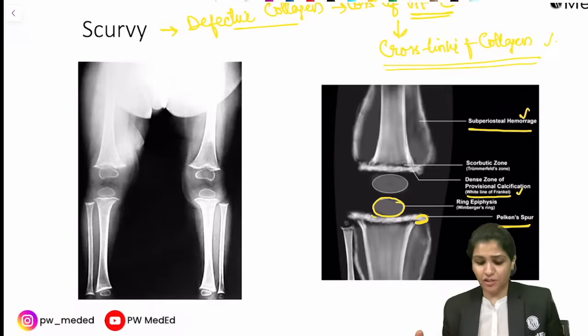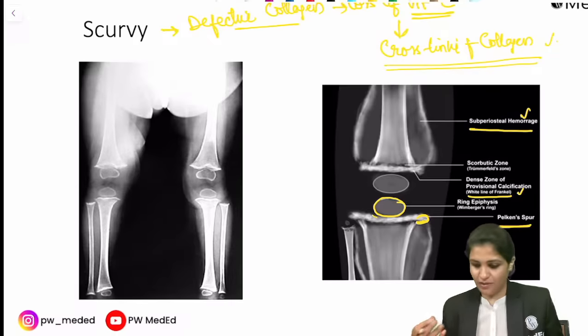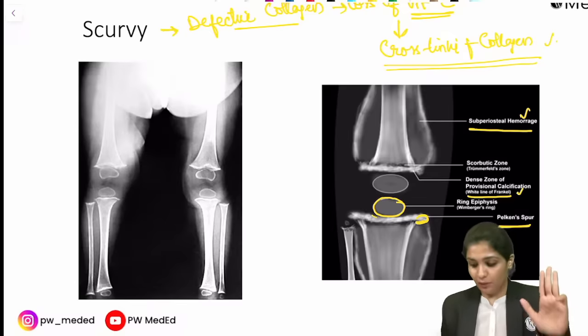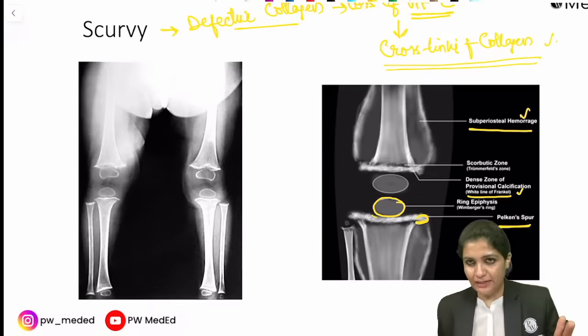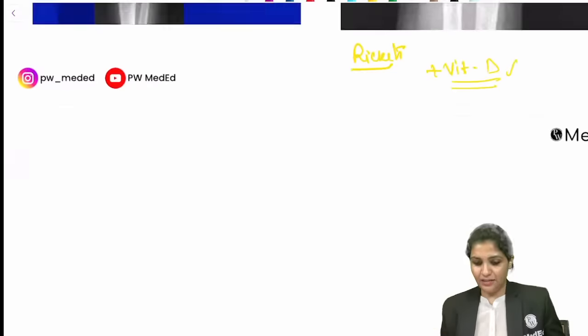So periosteal hemorrhages will be present because, with the decrease in vitamin C, even the capillaries and ligaments are also lax and weak in case of scurvy. So for scurvy, you have to remember the white line of Frankel, the Wimberger sign, and then your Pelkan spur, right?